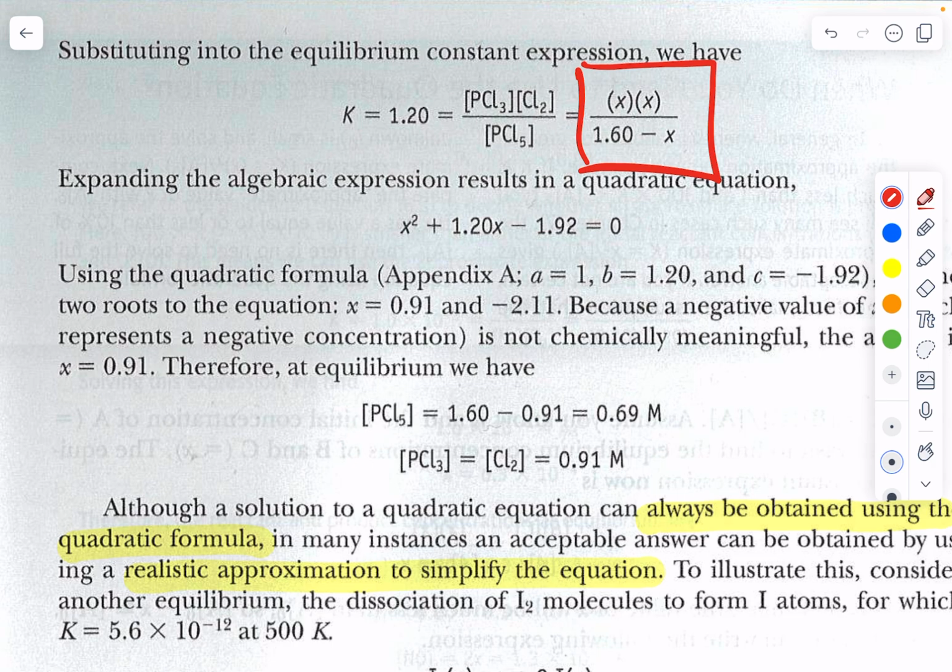Now, when we solve this for x, we get a quadratic equation. And yes, you can use the quadratic formula. If I can even remember what it is, x equals negative b plus or minus the square root of b squared minus 4ac, all over 2a, or something like that. Boy, it's been a while. And you can use that. You might have it programmed already into your calculator and plug in your coefficients of 1, 1.2, and a negative 1.92. And you can come up with the molarity of 0.91 molar for the molarity of your two products.